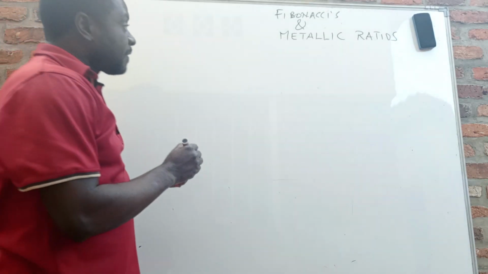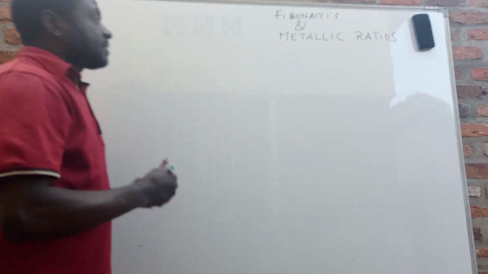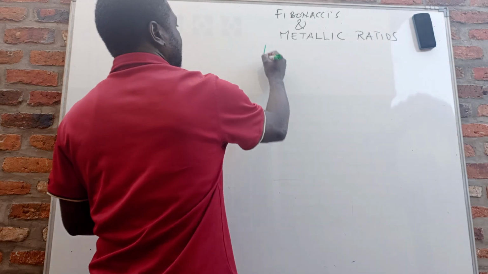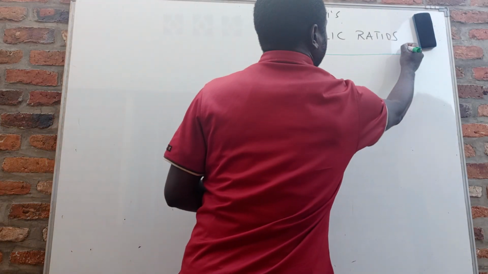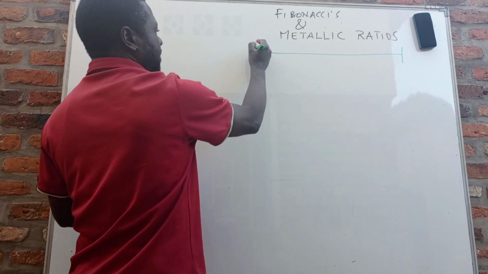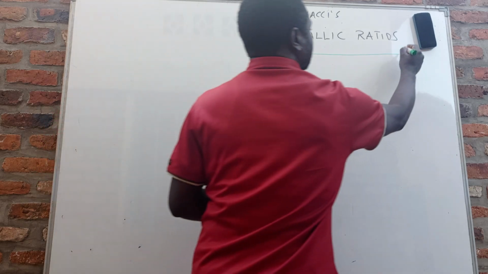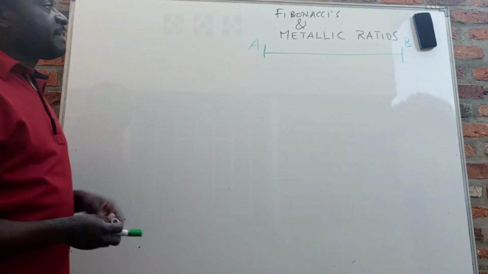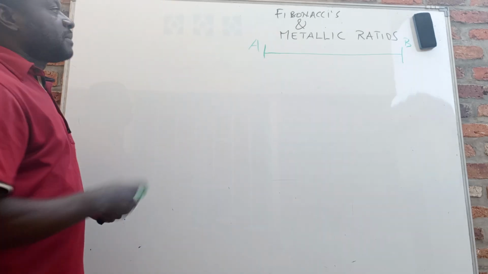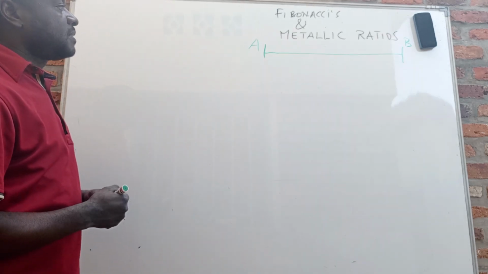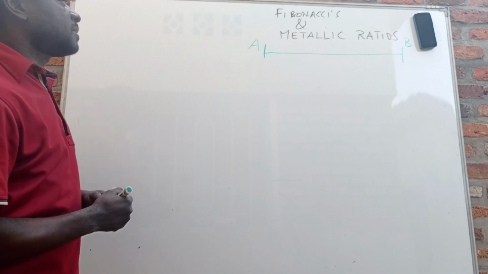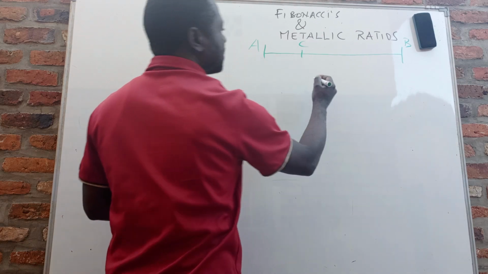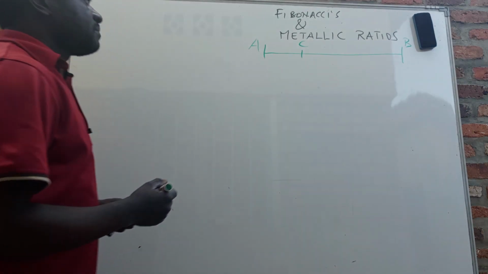Okay, in order to do so, let us consider a geometric interpretation. Consider a line segment from A to some point B. This segment can be subdivided into two segments, the smaller AC and the larger one CB.